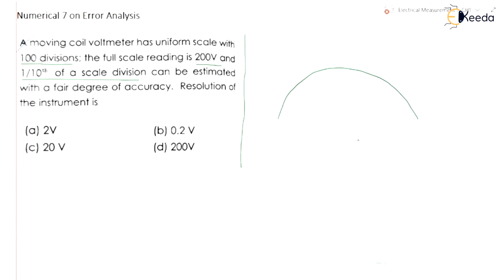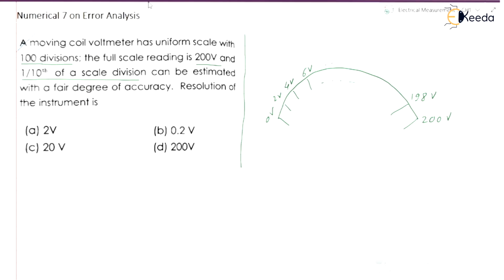Here we are having a scale, right? This scale is divided into 100 divisions. Suppose this is the first, second, third, likewise this will be the 100th, this will be the 99th. The reading is 0 to 200 volt, so this is 0 volt, this will be 200 volt. So 0 volt to 200 volt is divided into 100 divisions, right? So each division will be of 2 volt, so it is 2 volt, 4 volt, 6 volt, likewise here it is 198 volt.